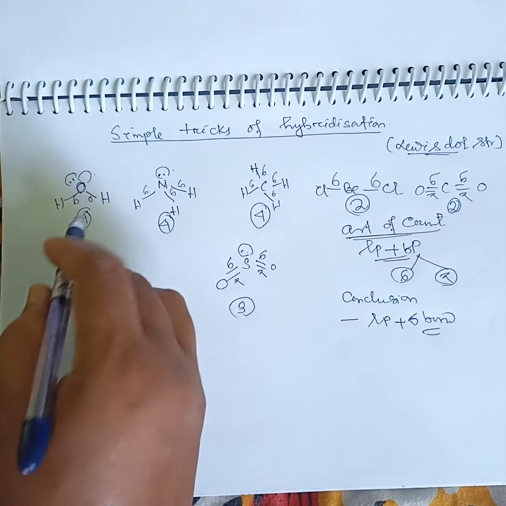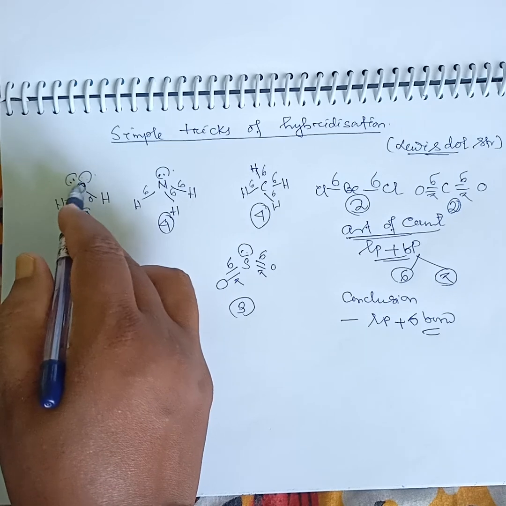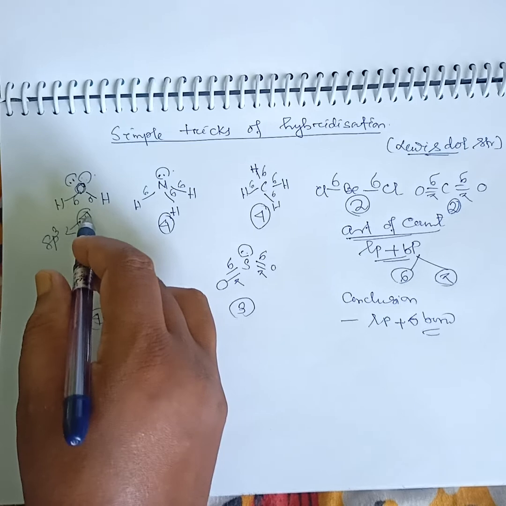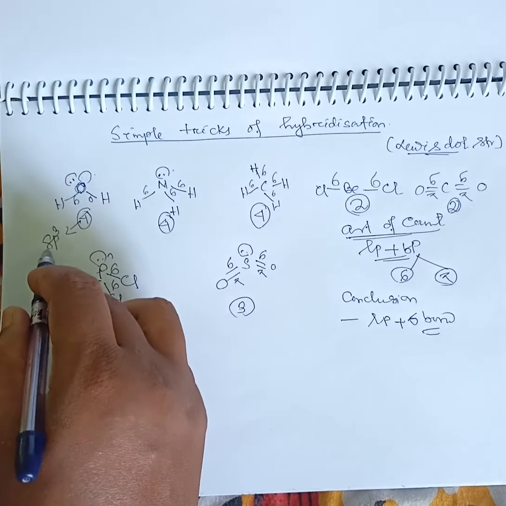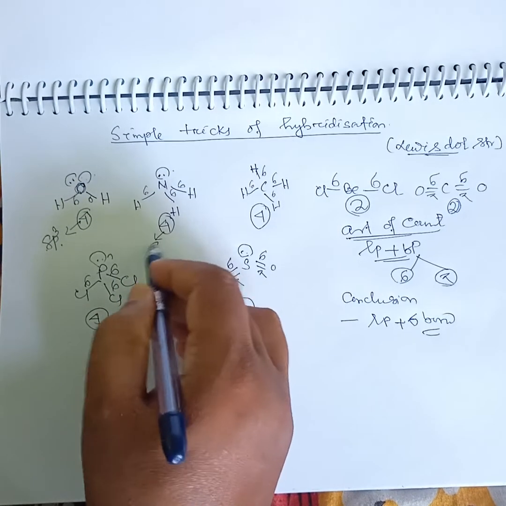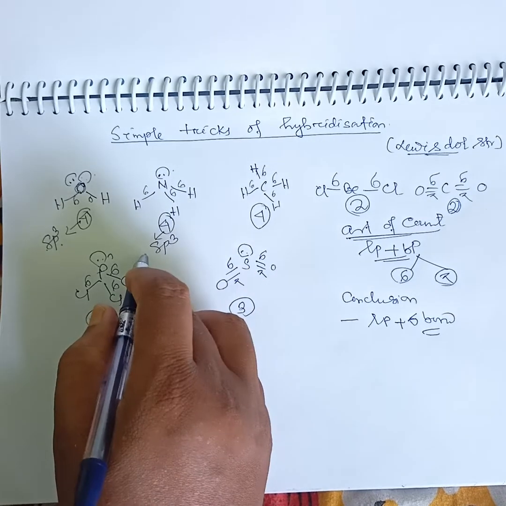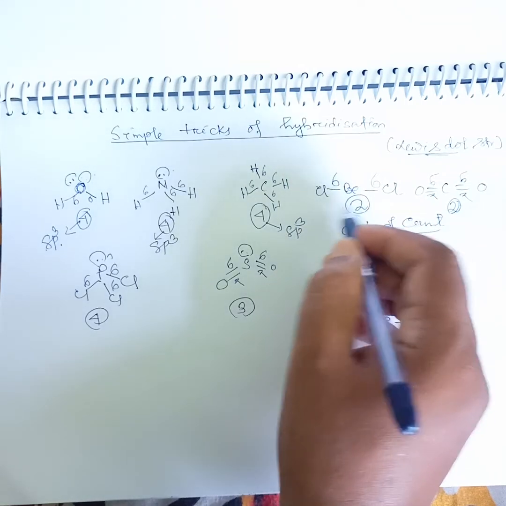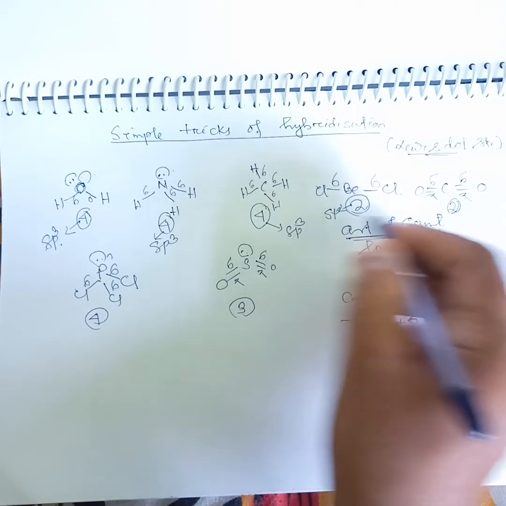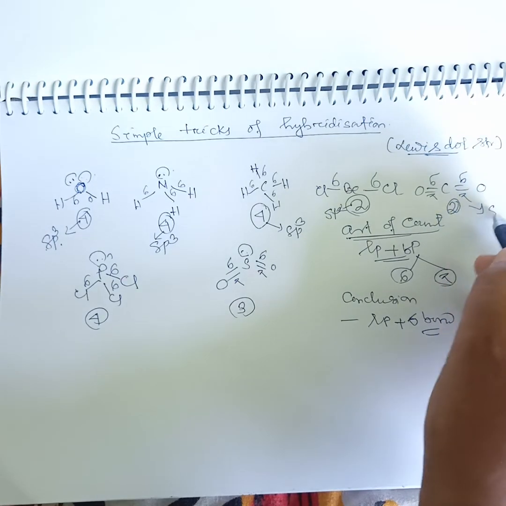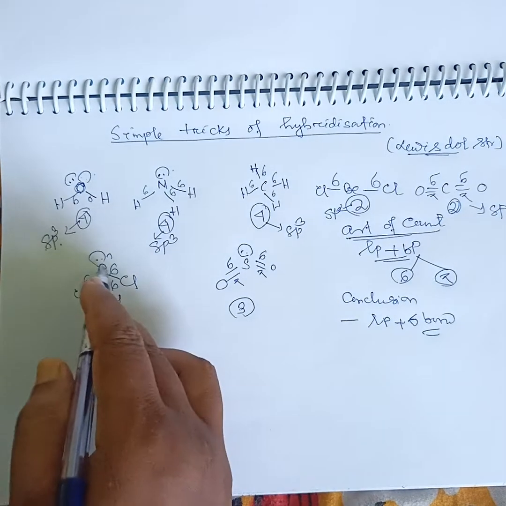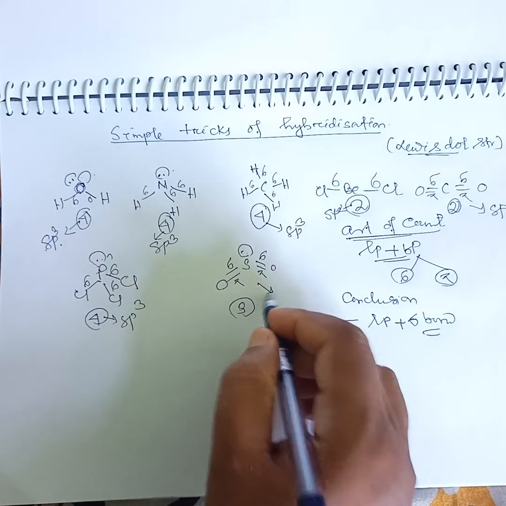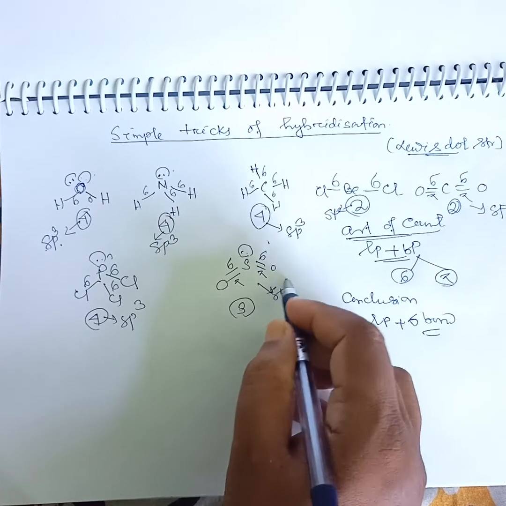Based upon these counts, I will assign the hybridization of oxygen in water as sp3, because this 4 is made by the intermixing of 1 s and 3 p orbitals. Here also it is sp3, intermixing of 1 s and 3 p. This is also sp3. Here 2, that means 1 s and 1 p, so sp hybridization. Here 4, that means sp3. Here 3, that means sp2.